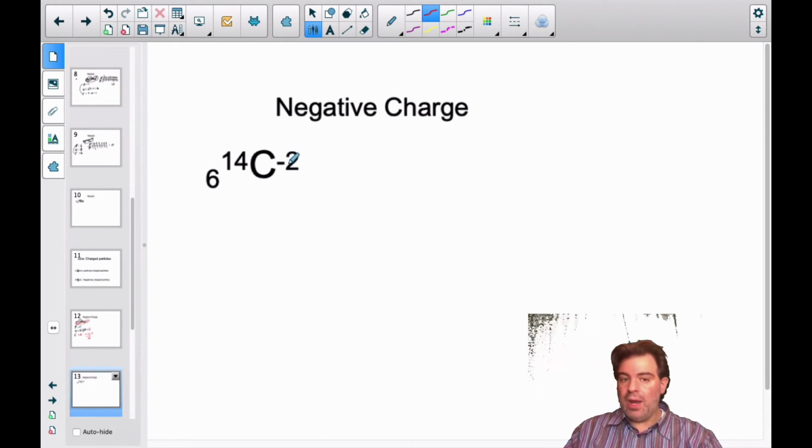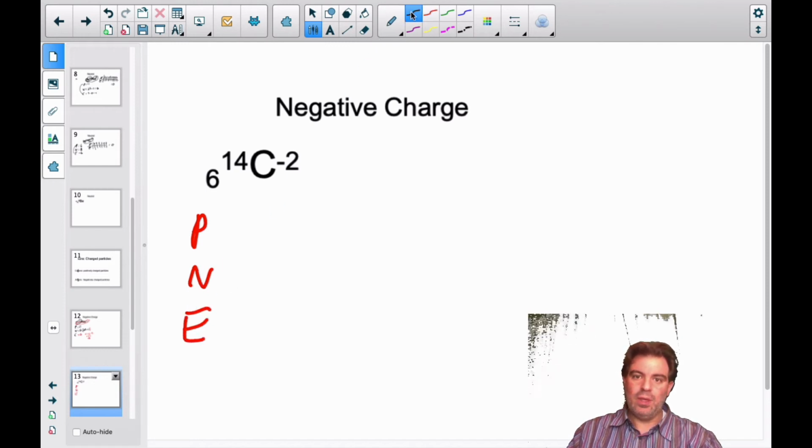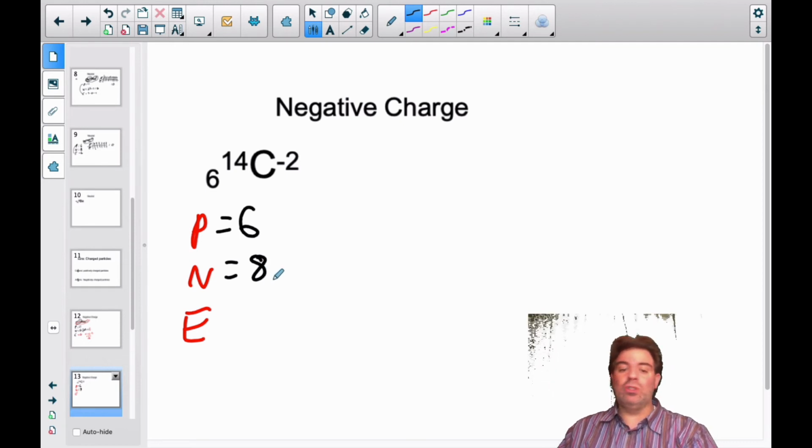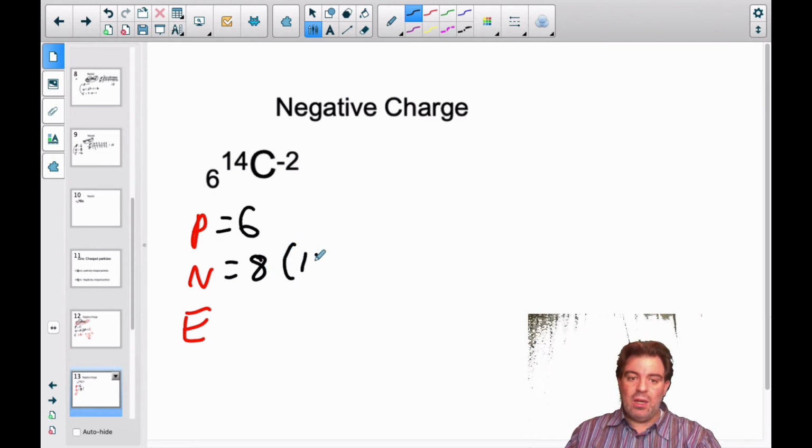Again, another anion. So let's find protons, neutrons, and electrons. Number of protons is very easy. It's going to be the bottom number 6 right here. Number of neutrons, also very easy. We subtract these two right here. So 14 minus 6, again, it's going to be 8. Notice how protons and neutrons do not change. So once again, 14 minus 6 gives us the 8. That's how we got that.